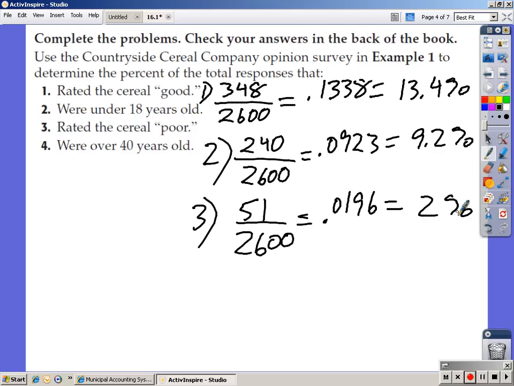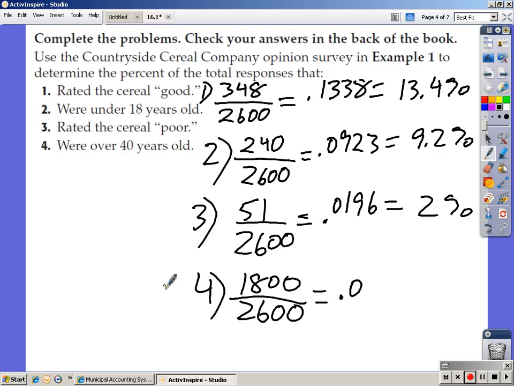And number 4 said we're over 40 years of age. 1,800 out of 2,600 were over 40, which works out to be 0.6923, or 69.2%. Okay?